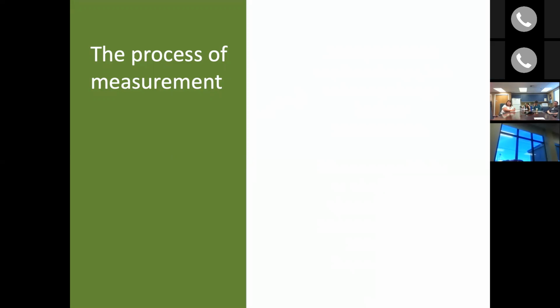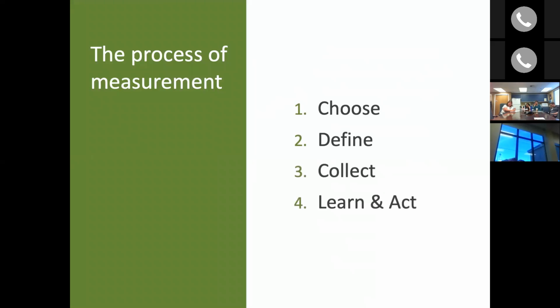So here's some of the general steps in the process of measurement. The first is to choose your measures. The second is to define those measures. The third is to collect them. And fourth, finally, to learn and act. Because we're not just here to measure, we're here to take action based on what we're seeing in our measurement.